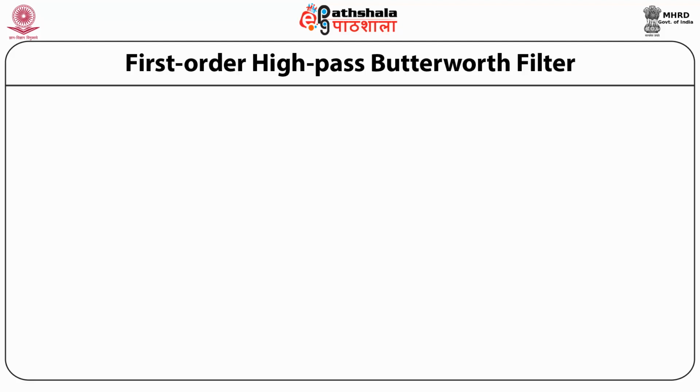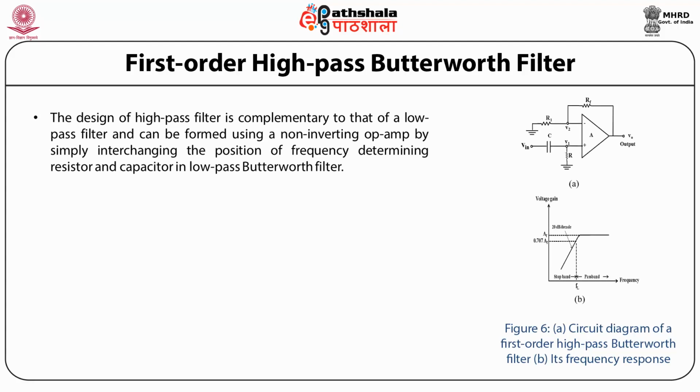Let us now begin with the first order high-pass Butterworth filter. The design of high-pass filter is complementary to that of a low-pass filter and can be formed using a non-inverting op-amp by simply interchanging the position of frequency determining resistor and capacitor in low-pass Butterworth filter. The circuit diagram of a high-pass filter is shown in the figure.